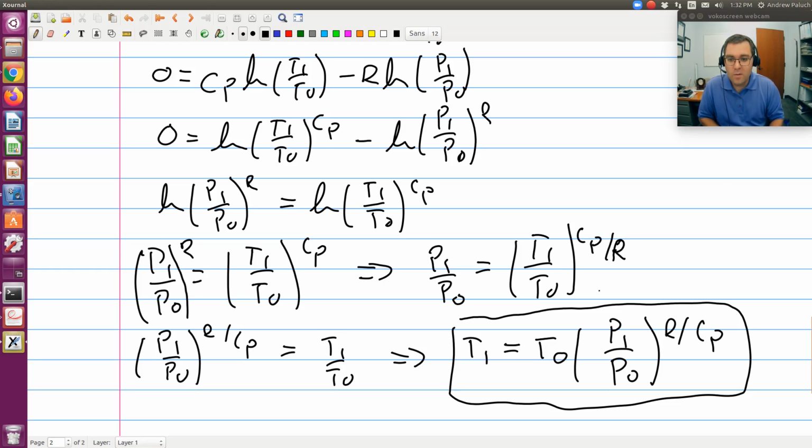But this equation is also good because it gives you a way to quickly estimate what that change in temperature is for a given change in pressure. If you want to increase the pressure by a factor of 10, the temperature is going to increase by a factor of 10 raised to the CP over R. So given the factor of compression needed, it allows you to readily estimate the factor of increase in the temperature. This could be incredibly valuable for back of the envelope calculations, quick estimates.